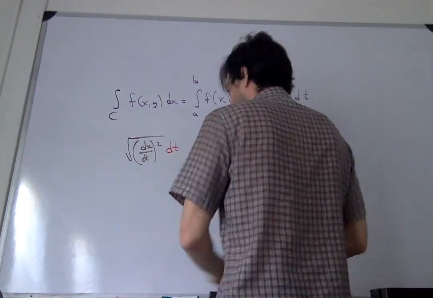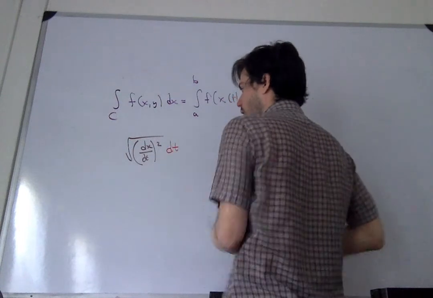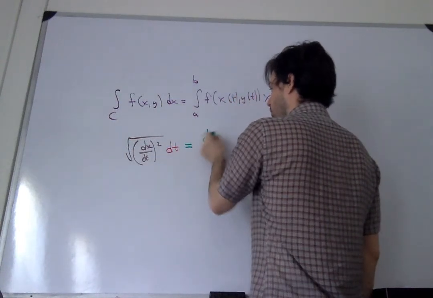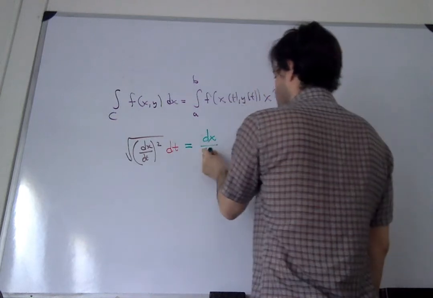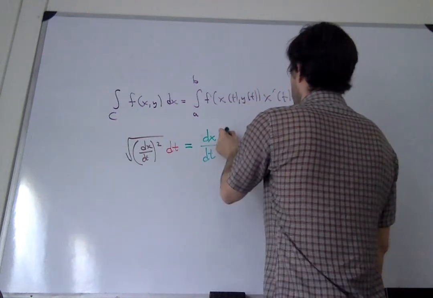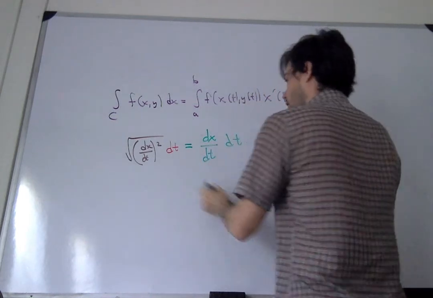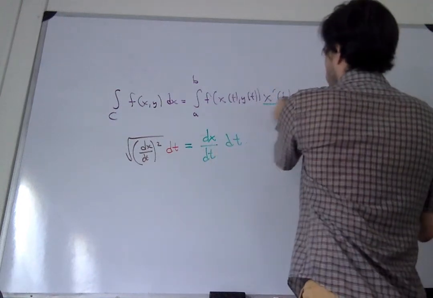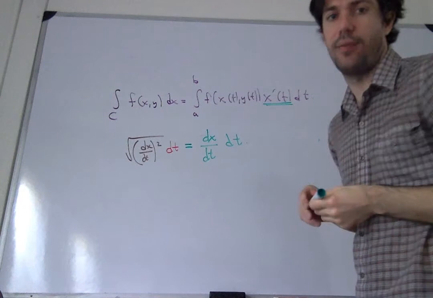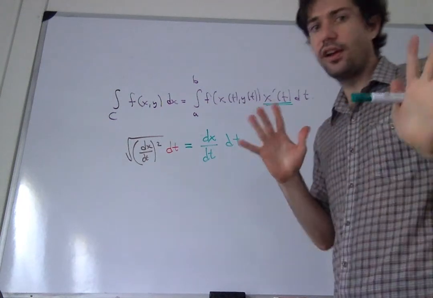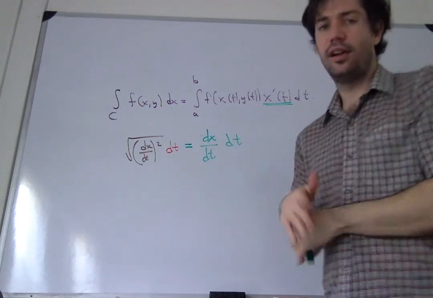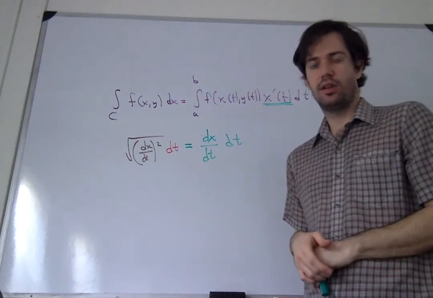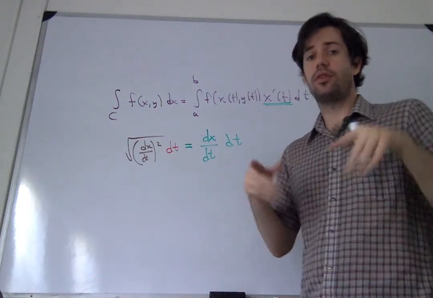So, look, I have a square and a square root. So, square and square root, those cancel. So it's just going to be dx/dt, dt, right? And this dx/dt, that's just this right here, right? That's what the prime is. So don't let the symbols scare you. Nothing scary here. There's just the derivative with respect to x. Derivative of x with respect to t.